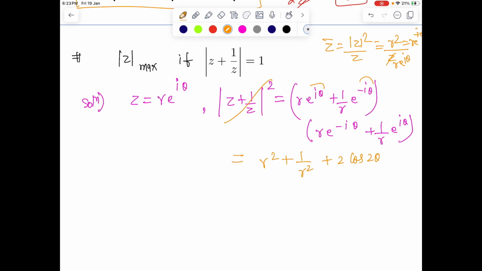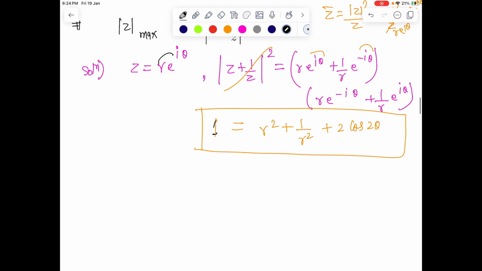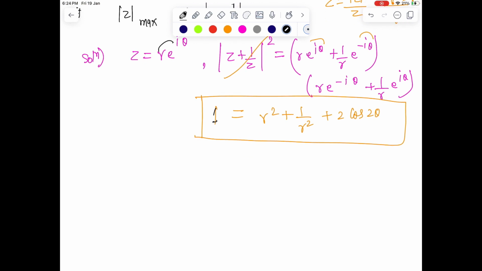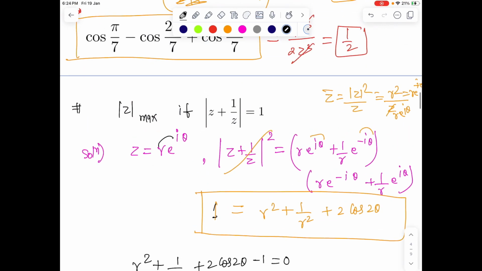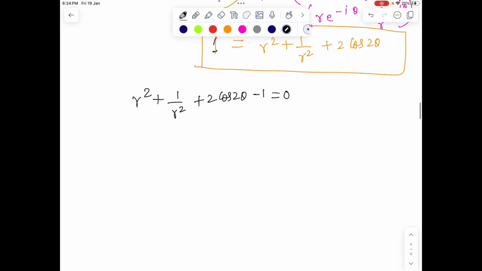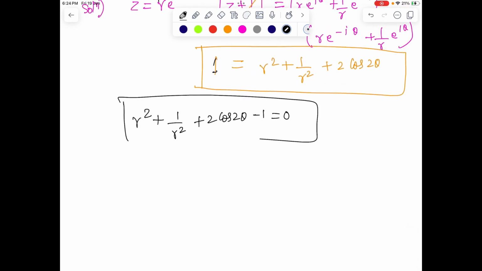Okay, so basically we need to find mod z max if this value is given as 1. Since this is 1, this quantity will be 1. So now we have a relation in r and theta. So we know how r and theta are related if z plus 1 by z has to be 1. Okay, so far so good. What we can do is directly solve for r, because it's a quadratic in r square, and mod z is nothing but simply r, so we need to find the maximum value of r, right?